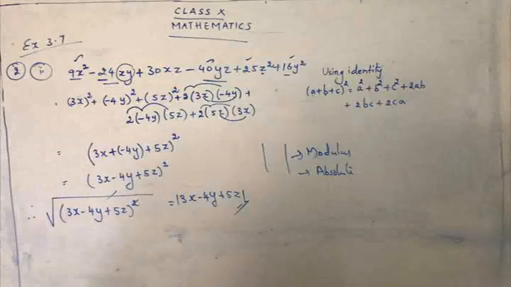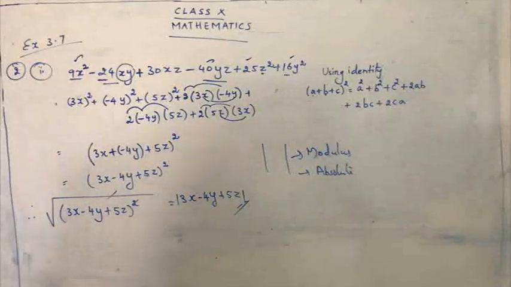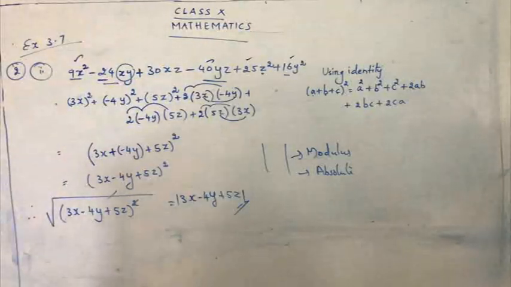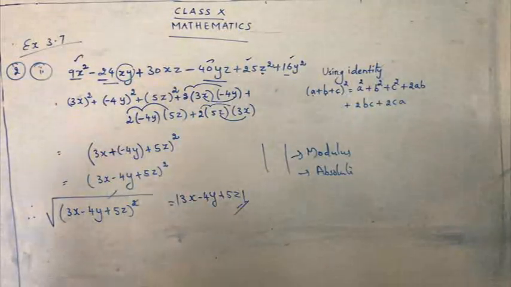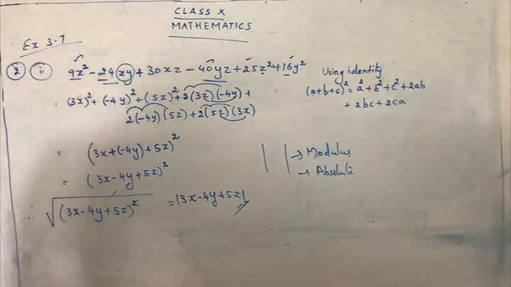Okay, now let's continue with the fourth subpart. Copy down the fourth subpart. It's 4x square minus 9x plus 2, 7x square minus 13x minus 2, 28x square minus 3x minus 1. Copy down the question.